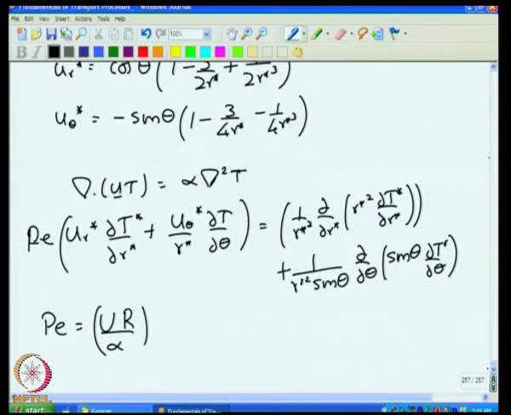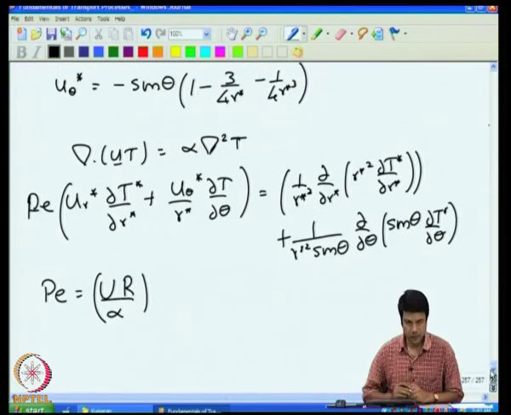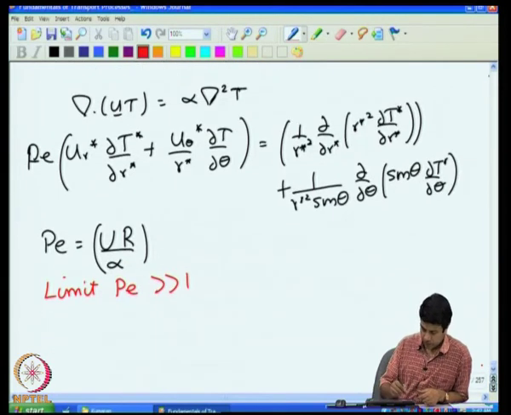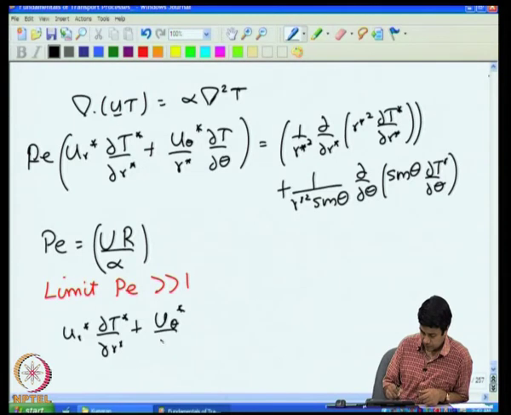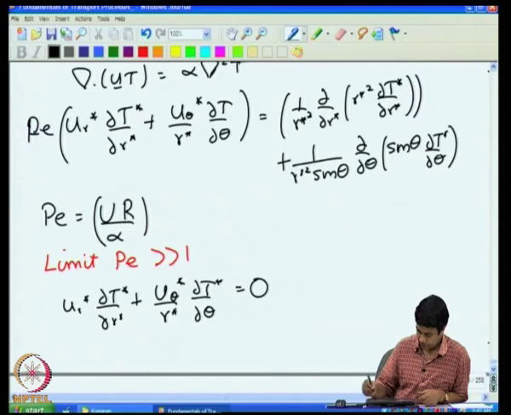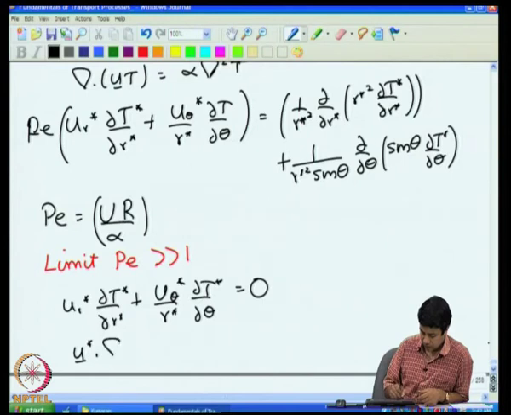Now, in this equation, if we take the limit of Peclet number becoming large compared to 1, the equation just becomes U R dT by dR plus U theta by R dT by d theta is equal to 0. One can also write this alternatively as U dot grad T is equal to 0.